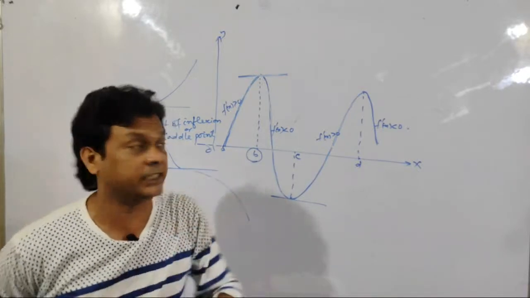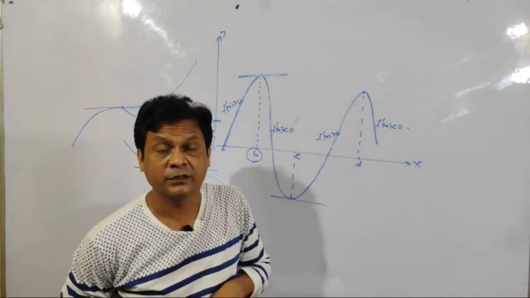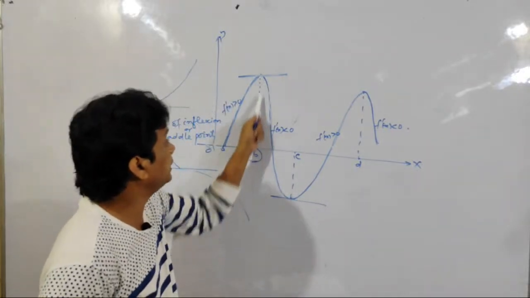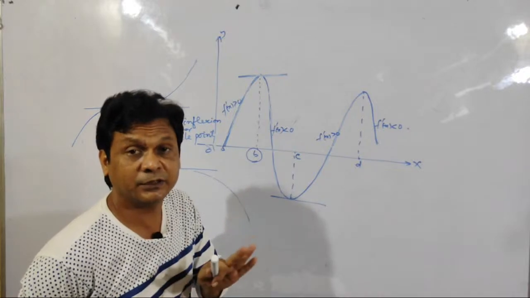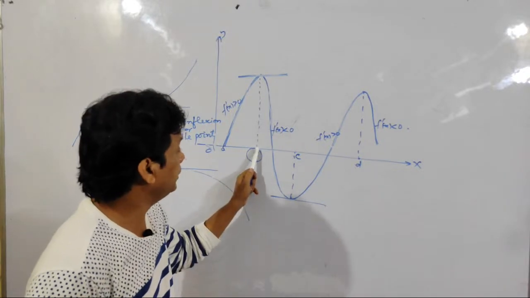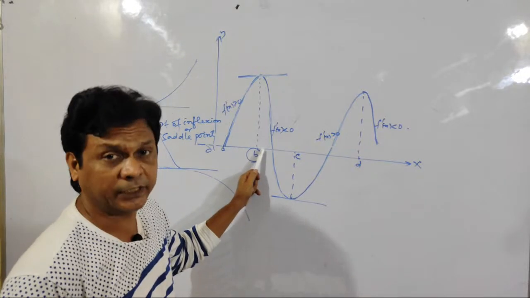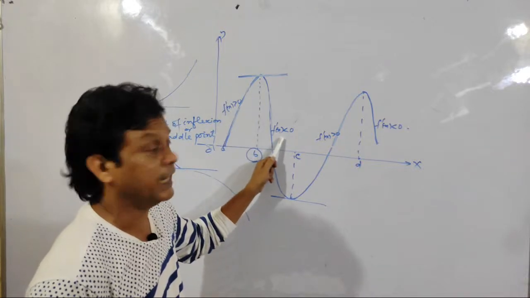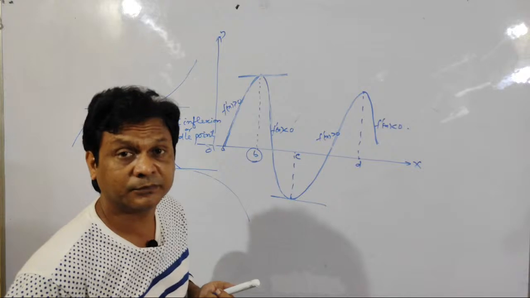The sign of the derivative changes from positive to negative, and the point where the sign of the derivative changes from positive to negative, at that point the graph attains maxima. Clear? The point where the sign of the derivative changes from positive to negative, at that point the graph will attain maximum.